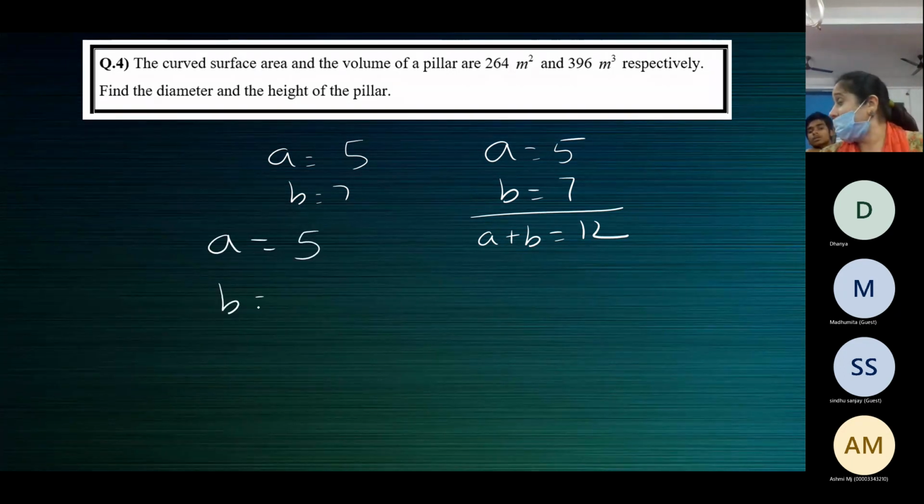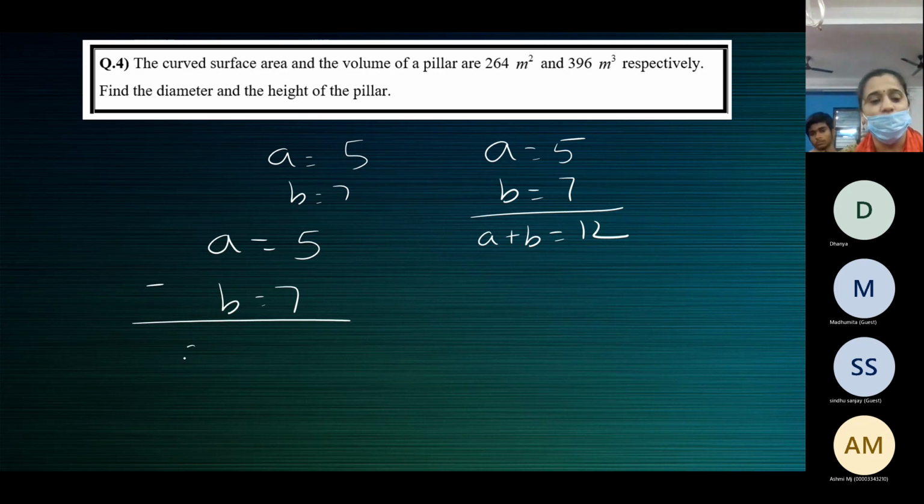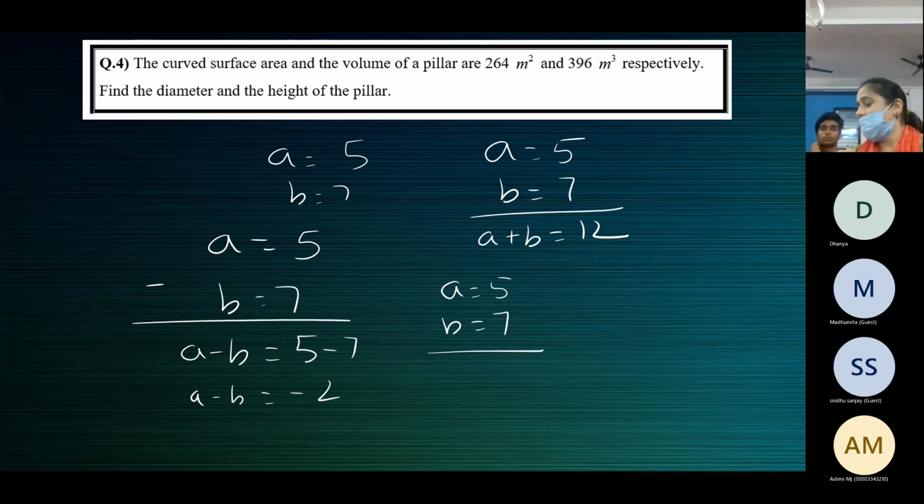Are you following? Can you see the screen clearly? So you can subtract them. A minus B is equal to 5 minus 7. So A minus B is equal to minus 2. You can multiply them. A is equal to 5, B is equal to 7. What do you get when you multiply the two equations quickly? Arjun, what is 35? Multiply both the sides. A is equal to 5 into 7. Yeah, AB is equal to 35. What do you get when you divide them?